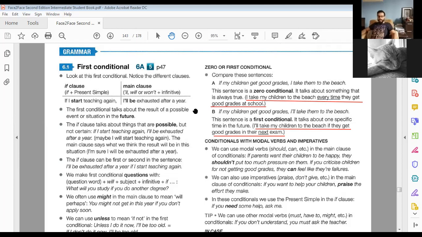Correct, yes. With zero conditional, we're speaking about something that is always the case. Remember when we said that zero conditional is for facts. So here in zero conditional, in the first example, the father always takes the children to the beach. Of course, when I mean always, I mean any time they get good grades. Every time, basically. If you get a good grade, you'll go. This is the system. He's not talking about something specific.